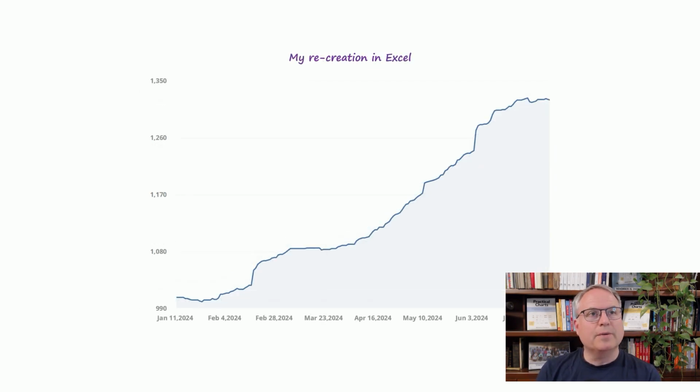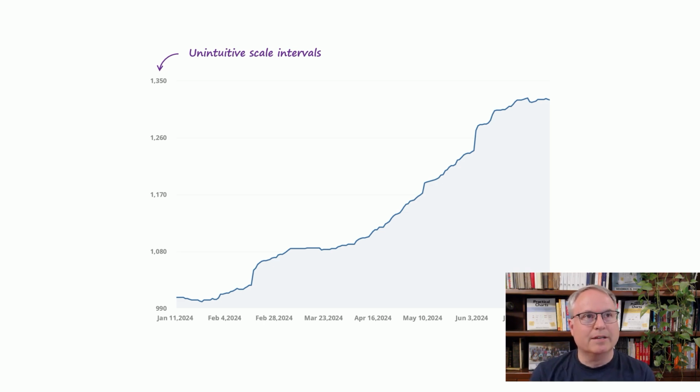All right, so I actually recreated this in Excel. It's not a perfect facsimile, but it's pretty close. And so we can start talking about ways to improve it. Probably the first thing that I would point out is that the intervals on the scale on the side here are not great, right? If you look closely, you see that they actually go up by increments of 90. And it's not great because if I want to, for example, see what was this value? Well, it's about halfway between 1,170 and 1,260. I mean, I could do that math, but it would probably be a lot easier if they were more round numbers in this scale.